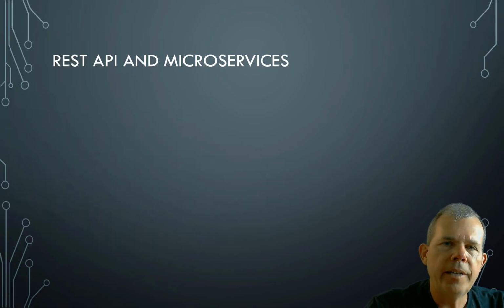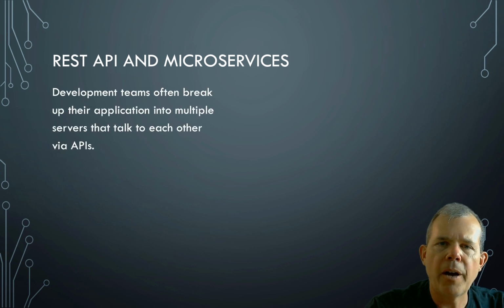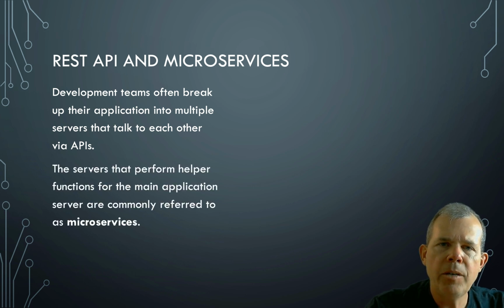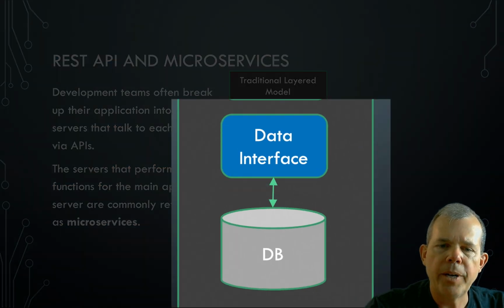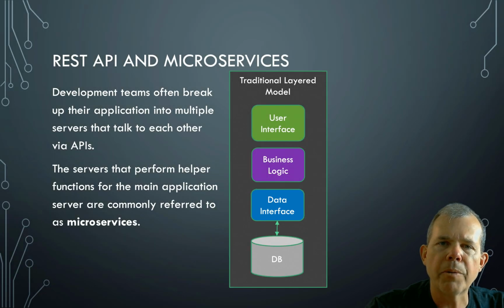So REST APIs and microservices are two terms that often appear together. Sometimes a development team will break up an application into pieces, into micro pieces, you might say. And they use APIs to talk between those pieces. So a server can usually be split up into tasks. This is a traditional model you might see. At the bottom, we have a database, we have a data interface, we have a business logic, and then the user interface, a multi-tiered approach.